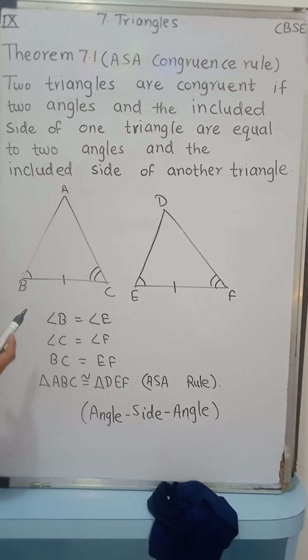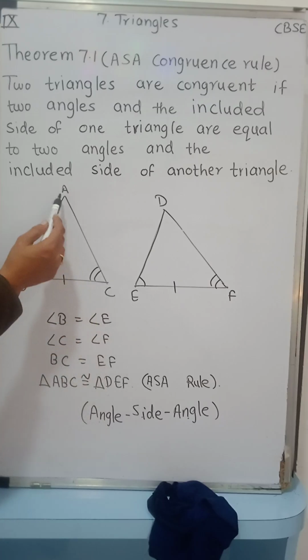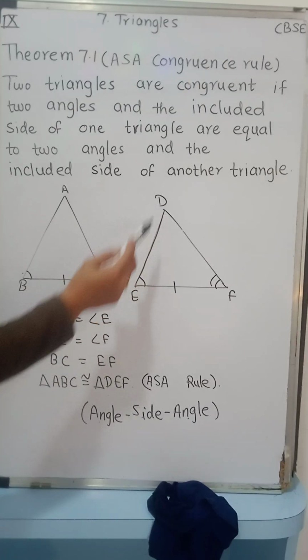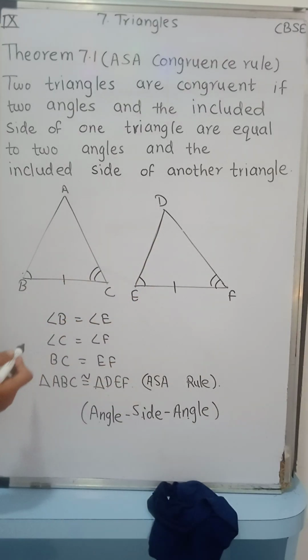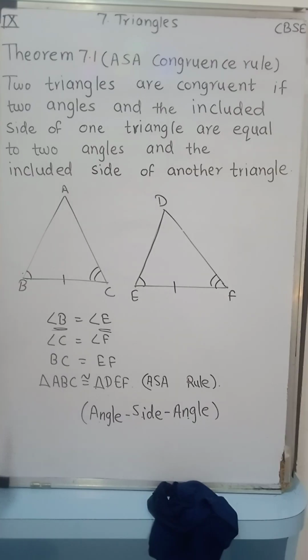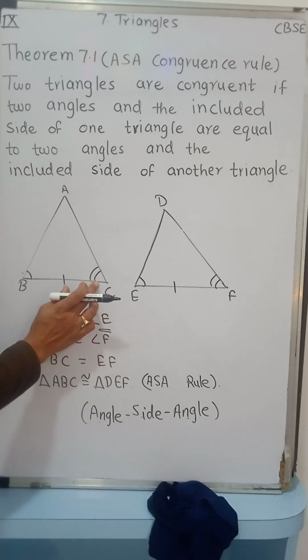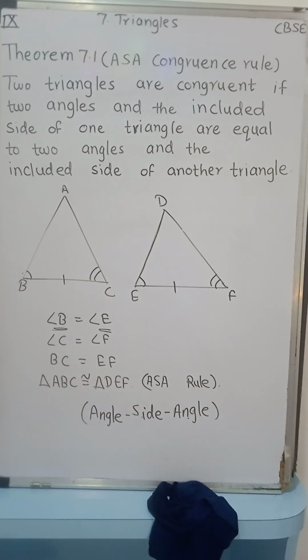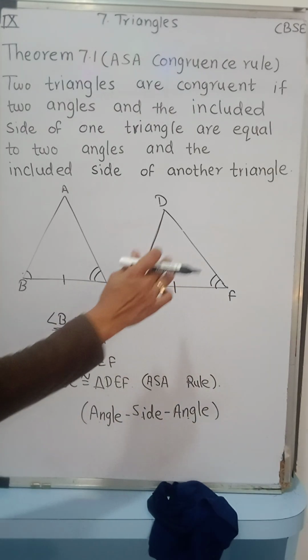Now how to do it? Let's solve with an example. Here is one triangle ABC and another triangle DEF. Now in this, angle B is equal to angle E. It is given, shown by the same single angle notation. Then angle C is equal to angle F, because it is marked with the same sign.